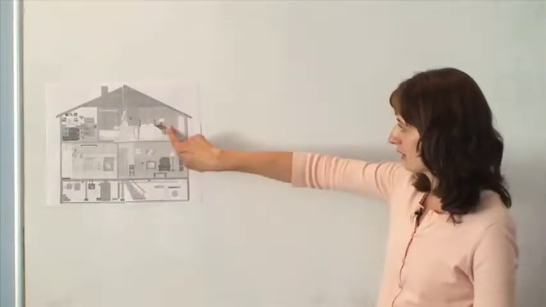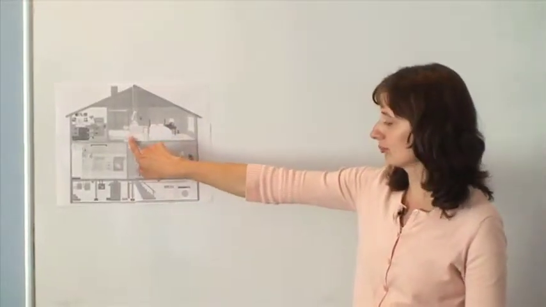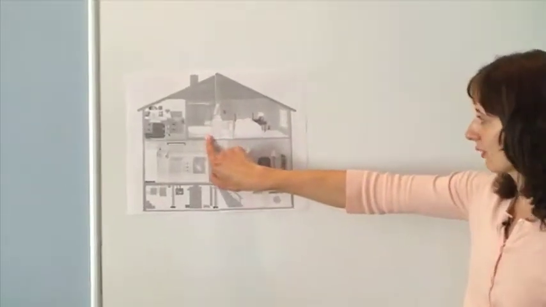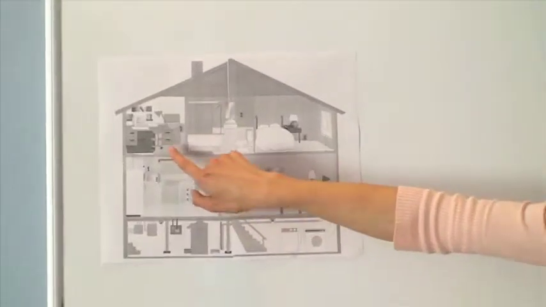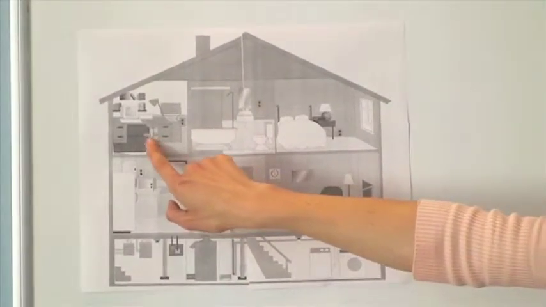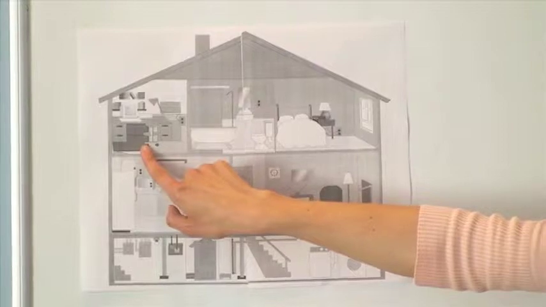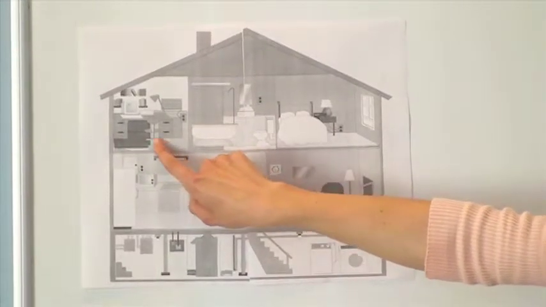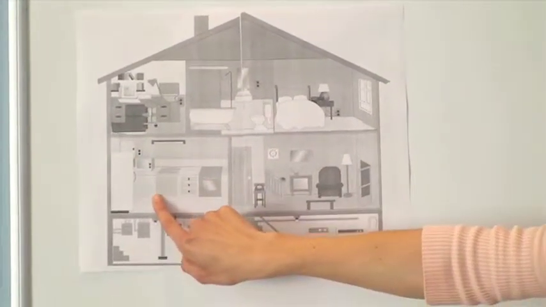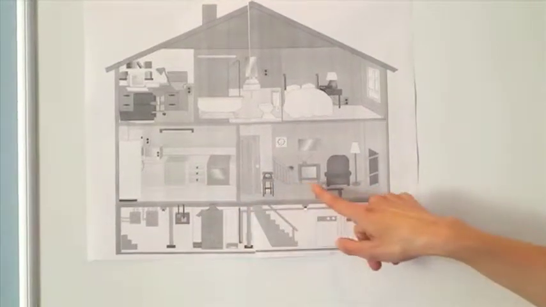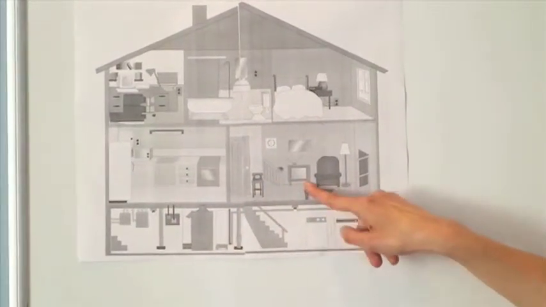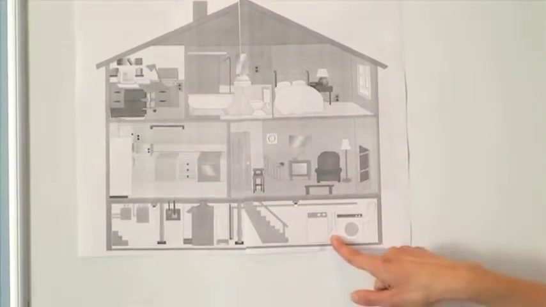Everybody see that? So we have the bedroom up here. What do we have next to the bedroom? Shower. Bathroom and the shower. Yeah. What about next to the bathroom? Office. What's below it? The kitchen. Living room. What's underneath the living room?